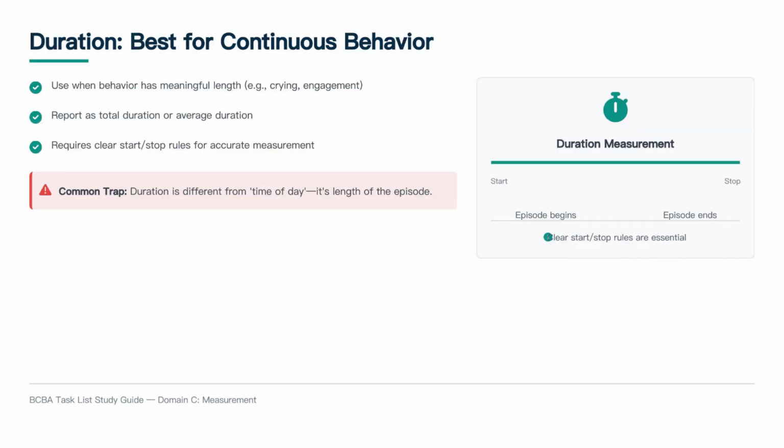Duration is best when the behavior has meaningful length, like crying or engagement. And you can report total duration or average duration. Just be careful that you're measuring the length of the episode, not the time of day it occurred, and make sure your start and stop rules are explicit so different observers don't slice episodes differently.